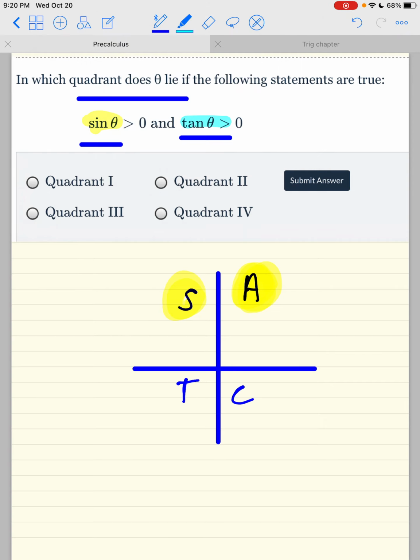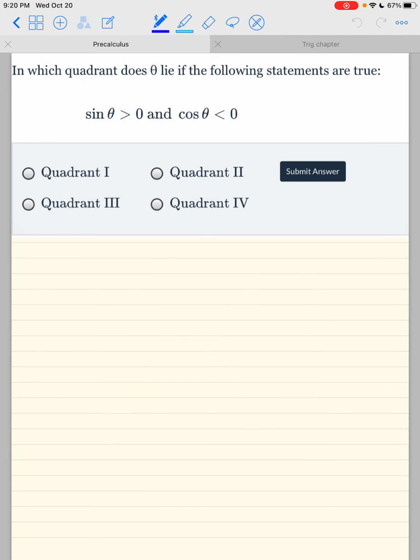Where is tangent positive? Everyone is positive in the first quadrant, and they're home. Where is there 2 marks or 2 checks or 2 highlighters? Quadrant 1. Let's try another one.